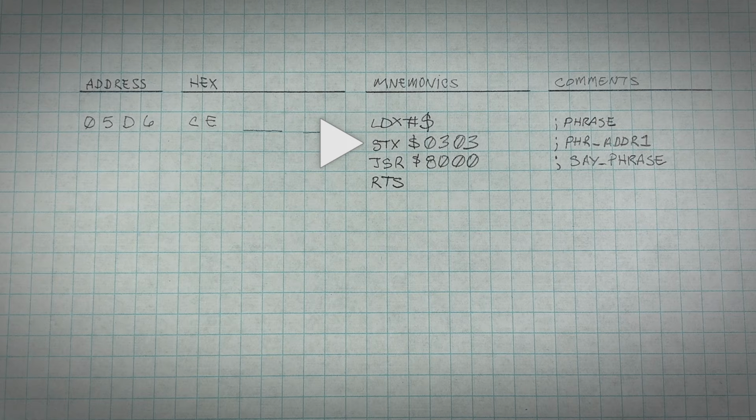STX stands for Store the Index Register. It takes the phrase address we loaded into the X register and puts it into the phrase address1 variable needed by the save phrase routine. In the mnemonic column, I've written the STX command and the address 0303, and I've noted that 0303 is the location of phrase address in the comments.